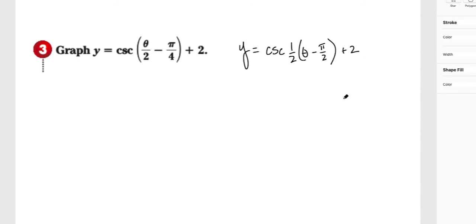And so now we have this function here. This function is going to show us what the period is, we can see that there's a phase shift, and we can see that there's this vertical up and down shift of 2. So that's going to be helpful.